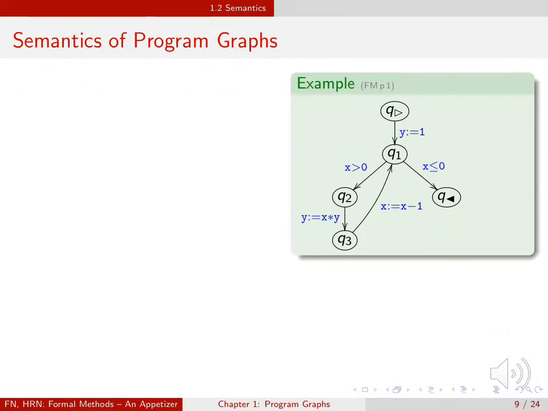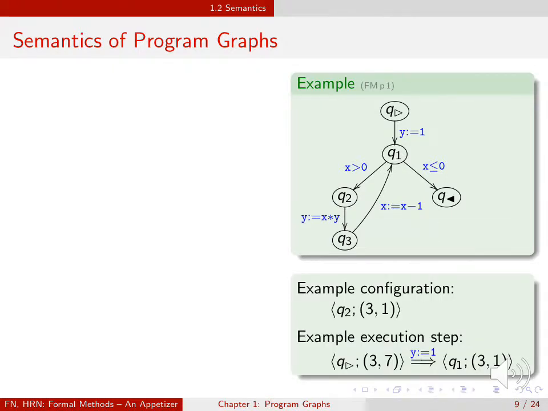Let us now look at our example factorial program once again. To describe how to execute the semantics on this program, we need the concept of a configuration. This is a pair consisting of a node in the program graph and a memory. As an example, Q2, 3, 1 is a configuration. An execution step then tells us what happens when we follow one edge in the program graph. As an example, from the initial node with memory 3, 7, and doing the assignment y becomes 1, we end up at the node Q1 with x having still value 3, but now y has value 1.